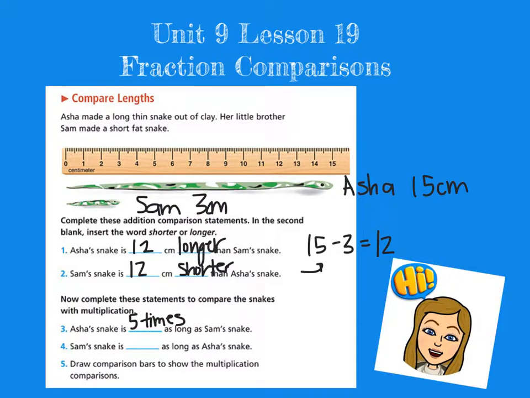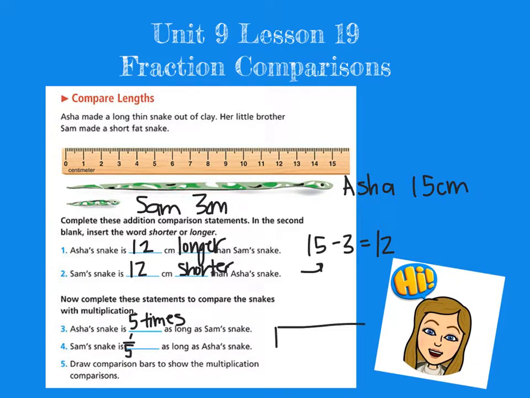Now, we can use fractions to tell about Sam's snake using multiplication, because remember, multiplying by a fraction is like dividing. So now we know Sam's is the shorter one, so it's going to be the fraction of Asha's snake. Now, instead of saying 5 times, we use that 5, but now we say that Sam's snake is 1/5 as long as Asha's snake. So we'll show using multiplication.